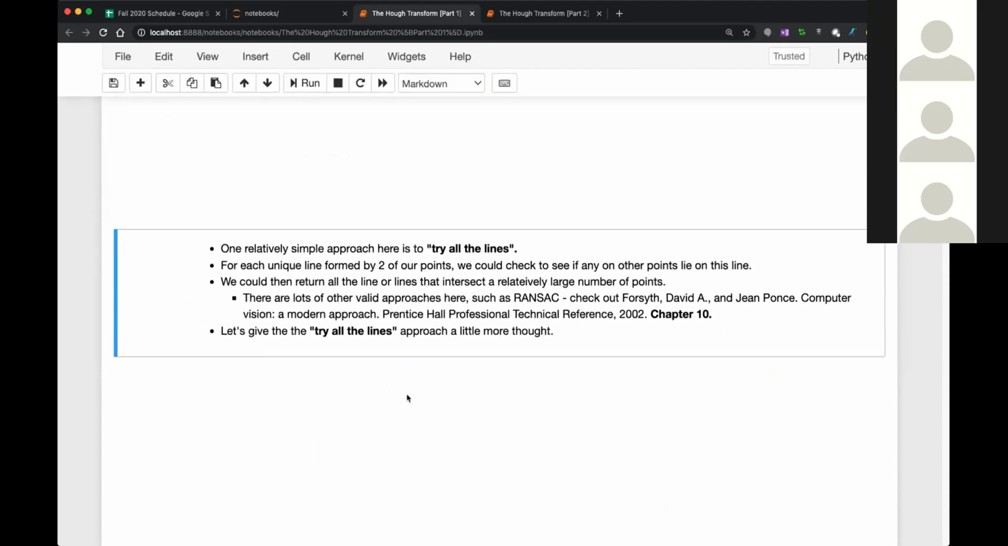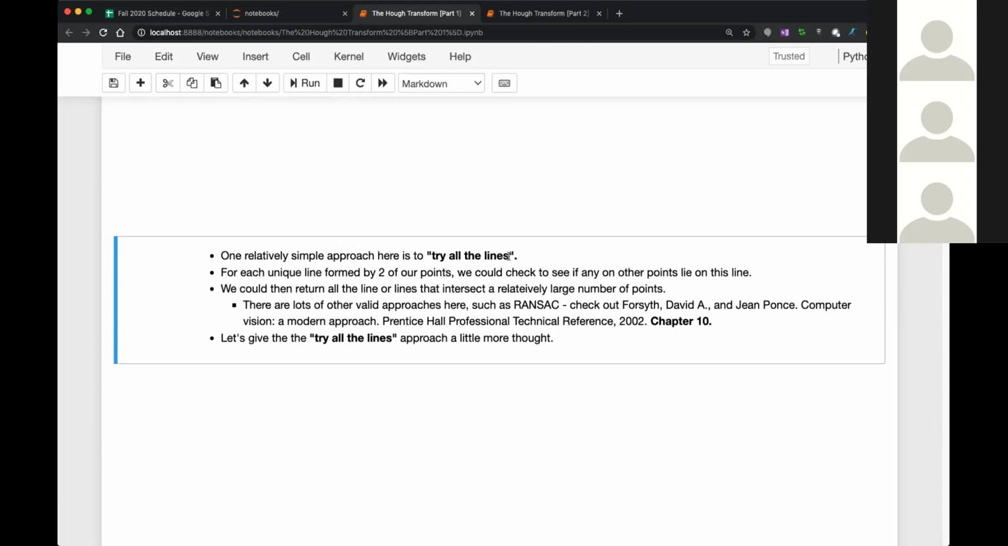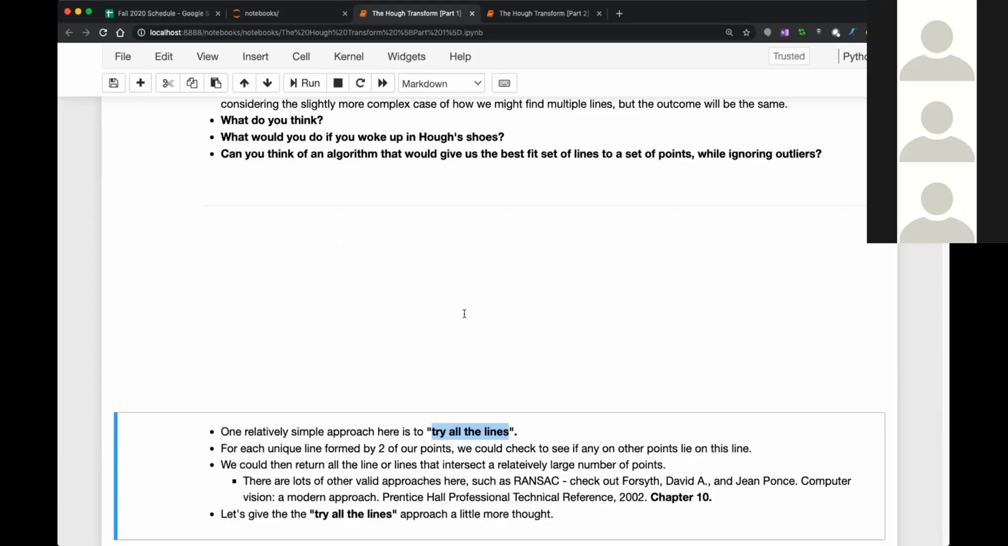Whenever you're learning something new, I really encourage you, when you have the time, to really think about stuff, because that's how you're going to learn. Sometimes you'll be rushed, but hopefully your school is structured so that you have enough time. I like to think through how I would solve a problem before I look at what people in the literature have done. And if I was Paul Hough, I might have done something like trying all the lines, right?